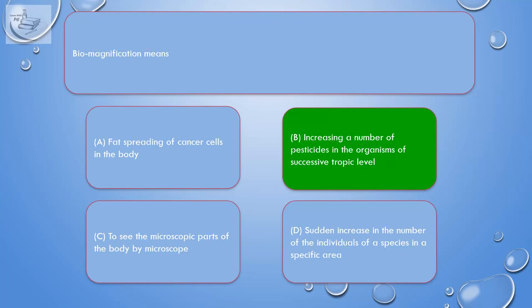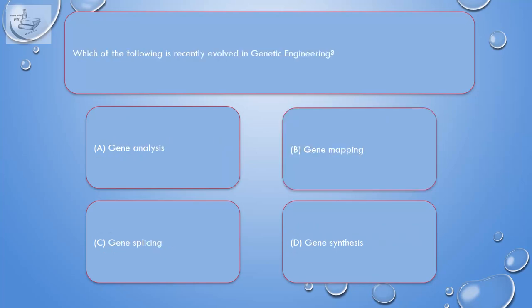Correct answer is B. Increasing the number of pesticide in the organisms of successive trophic level. Question: Which of the following is recently evolved in genetic engineering? A. Gene analysis. B. Gene mapping. C. Gene splicing. D. Gene synthesis.